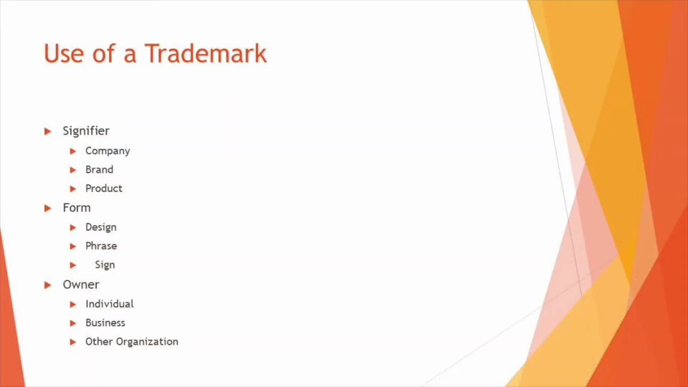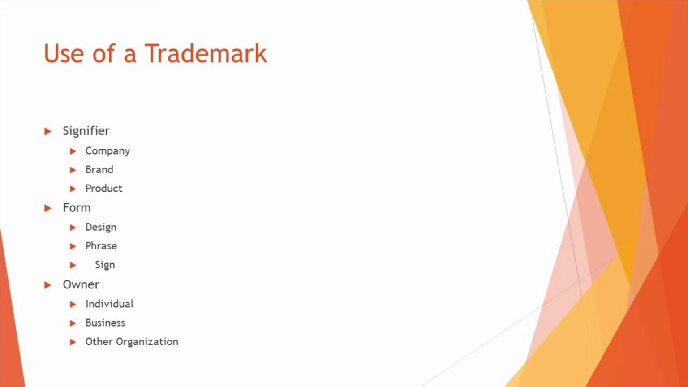Today we're going to go into the specifics of what forms a trademark and what can be registered as a trademark, and then some key features of trademarks. Let's start by going into what a trademark is. At its core, a trademark is a signifier. It's one thing that represents another thing. Now, what it signifies can vary. It can signify a company, it can signify a brand, or it can signify a product.